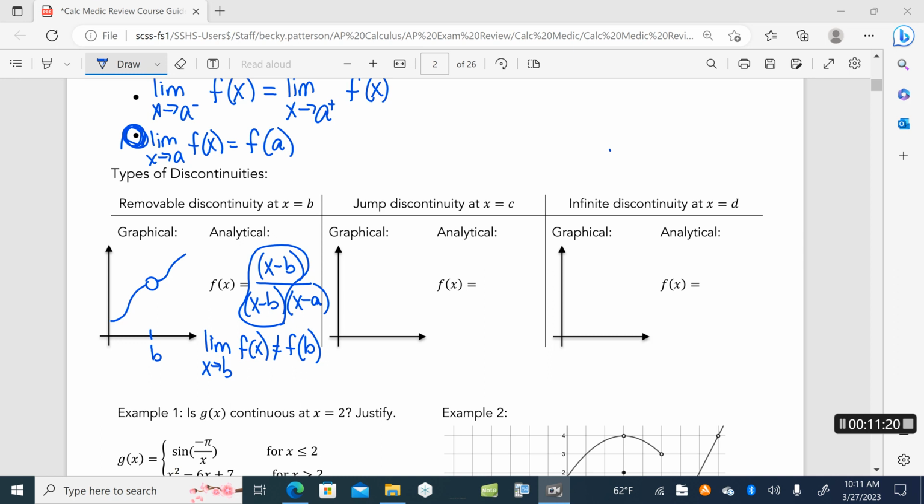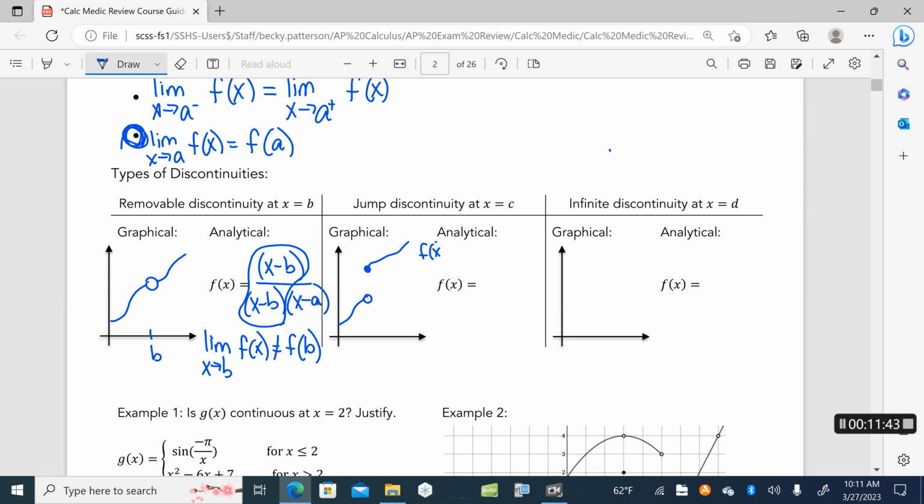So for the second type of discontinuity, it's called a jump discontinuity. What it's going to look like on the graph is you've got a function and then it jumps. I have to have an open circle on one end and a closed circle on the other where they would have connected, because otherwise it wouldn't pass the vertical line test.